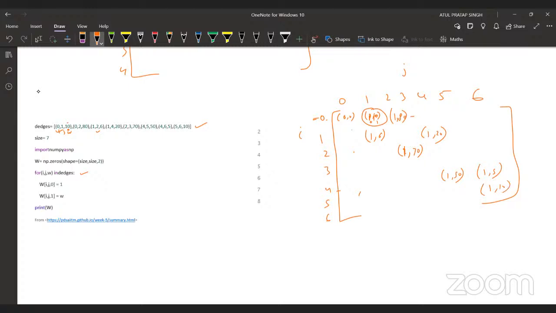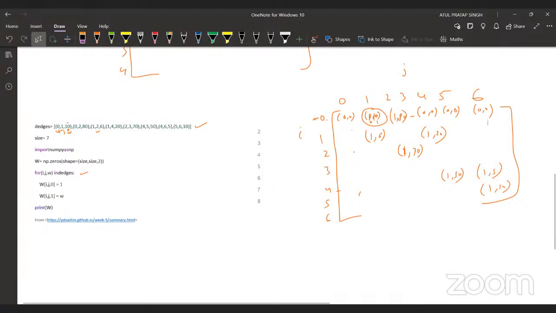The other remaining values will remain 0. So we get one matrix that contains the information of all edges with weights. This is the adjacency matrix for a weighted directed graph.